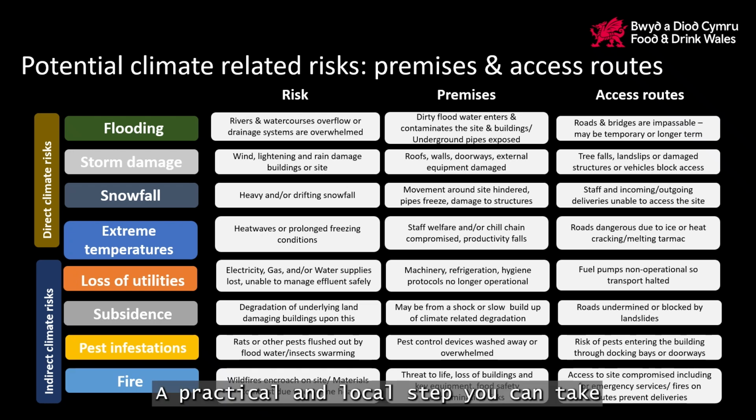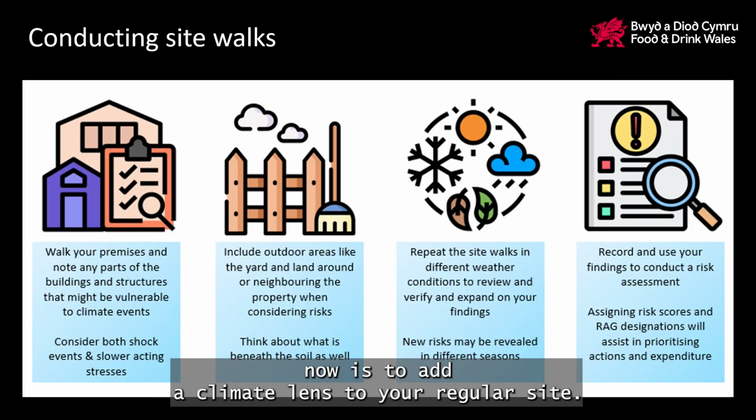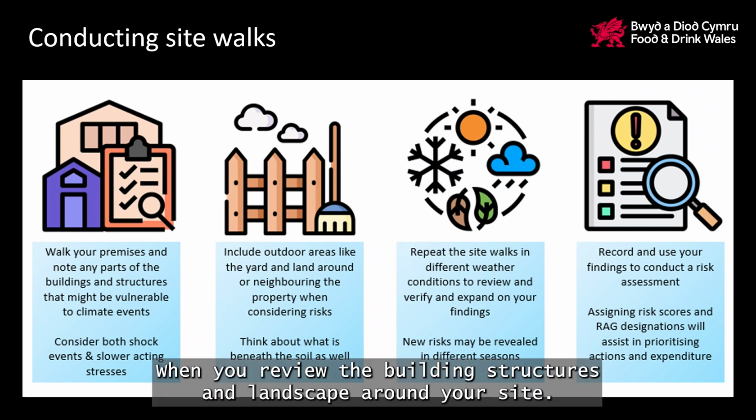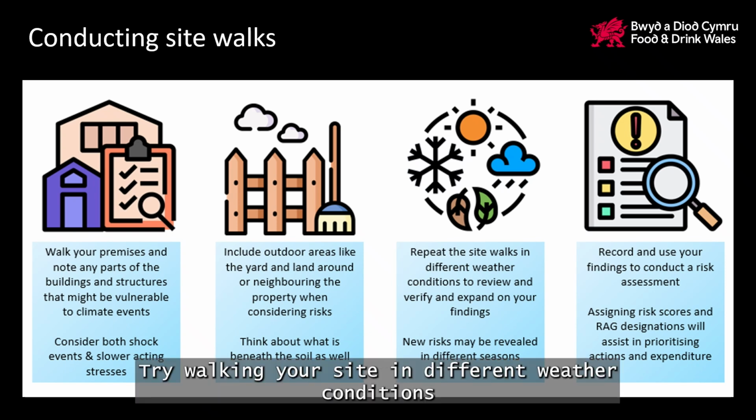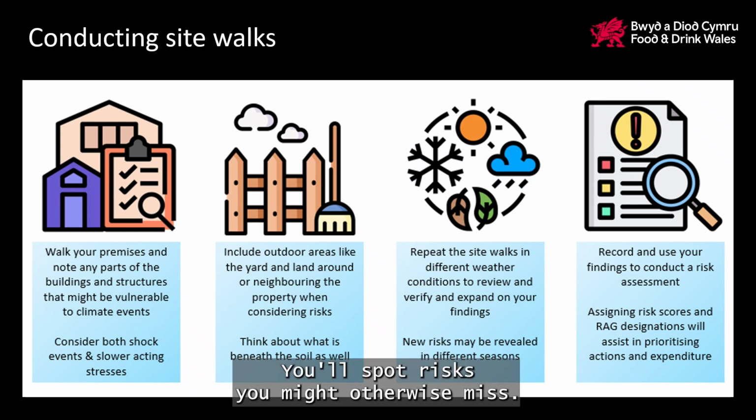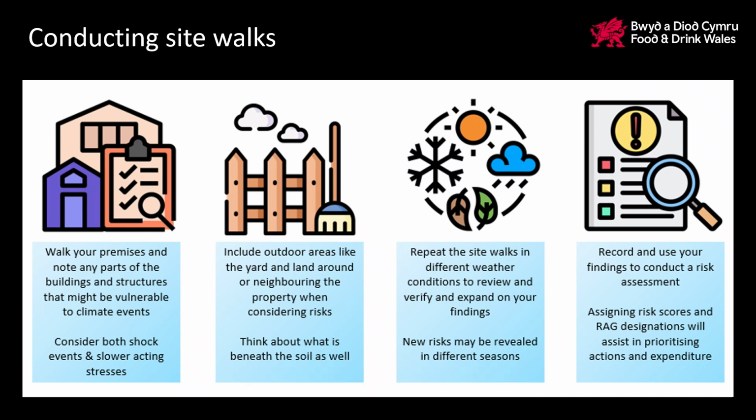A practical and low-cost step you can take now is to add a climate lens to your regular site walks and inspections when you review the buildings, structures and landscape around your site. Try walking your site in different weather conditions, after heavy rainfall or on a windy day, or after prolonged dry spells. You'll spot risks you might otherwise miss.